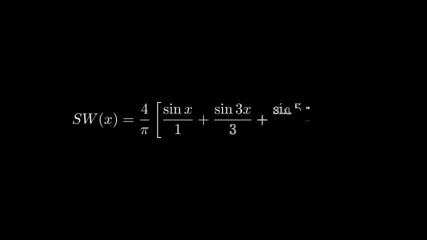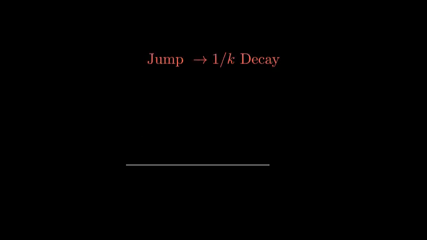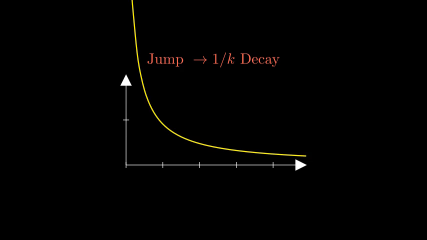For the square wave, the coefficients turn out to be 4 over pi k for odd values of k and 0 for even values. This gives us a specific series of notes. Notice the 1 over k in the coefficients. This is the decay rate. It tells us how much high-frequency energy we need. A jump in the function leads to a slow 1 over k decay.